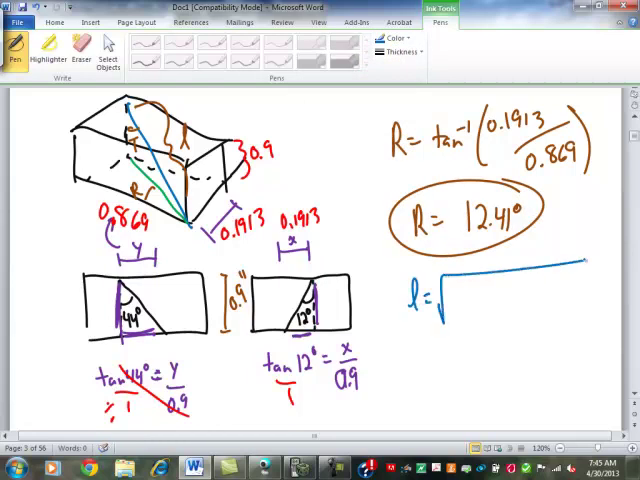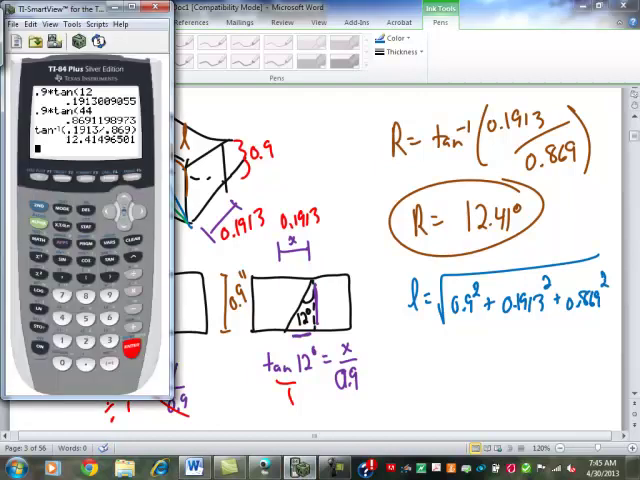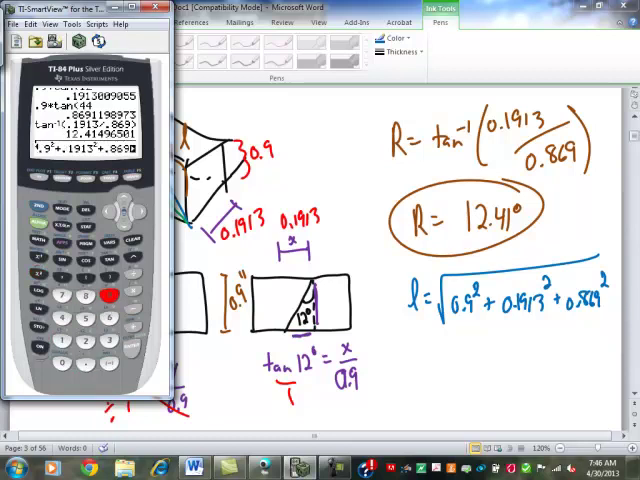Length. Square root of 0.9 squared plus 0.1913 squared plus 0.869 squared. Second square root, 0.9 squared plus 0.1913 squared plus 0.869 squared gives us 1.266.